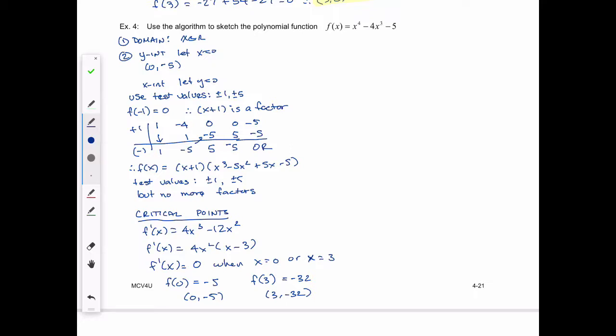And now we're going to do inflection points. So we're out of space, let's go up here. We're going to do our inflection points.